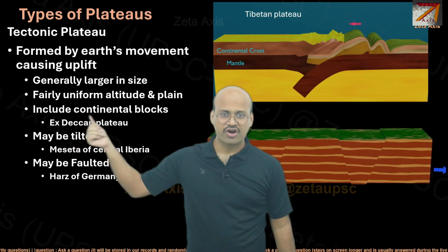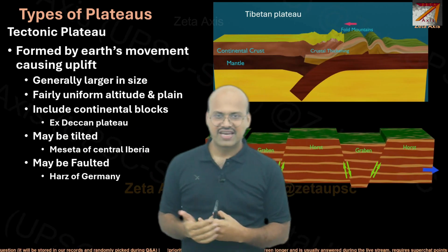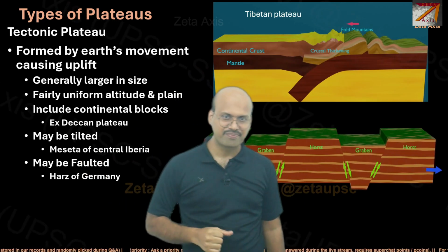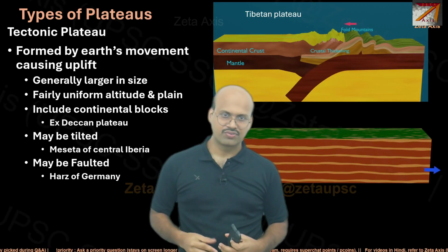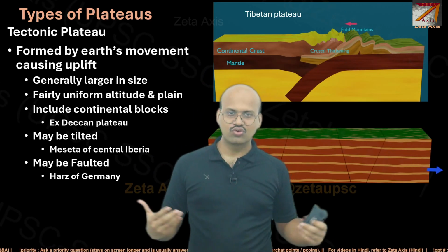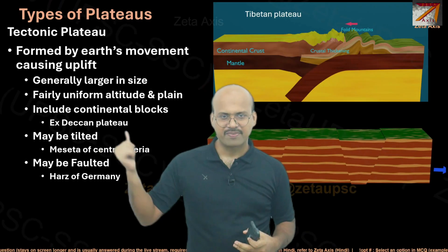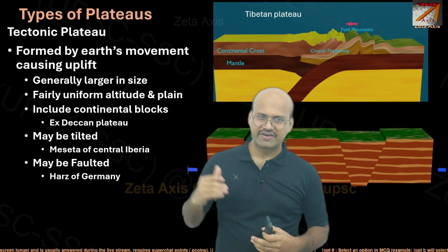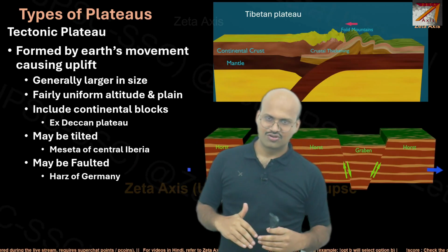They can include continental blocks, so they can be spread over a continental block, that is a very large region, and our Deccan plateau is an example of this, where the whole of our southern peninsula is a plateau. So they can be included over a continental block. They may be tilted. Even our Deccan plateau is also tilted. We know that the western side is higher, the eastern side of the Deccan plateau is lower. So they could be tilted.